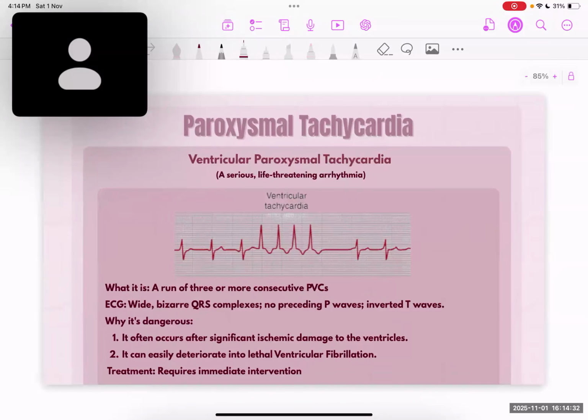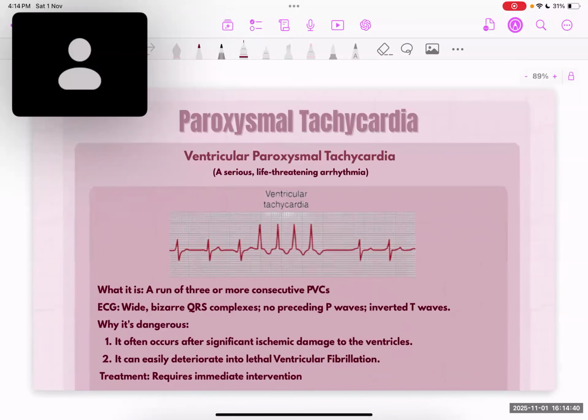Now we have ventricular paroxysmal tachycardia. This one is serious, a more serious life-threatening arrhythmia. Now, what is it? It's a run of 3 or more consecutive PVCs.